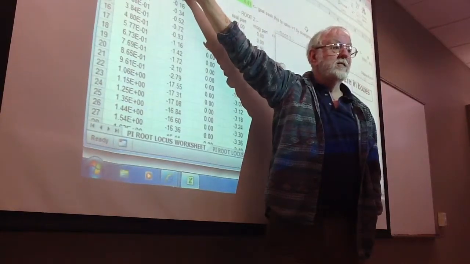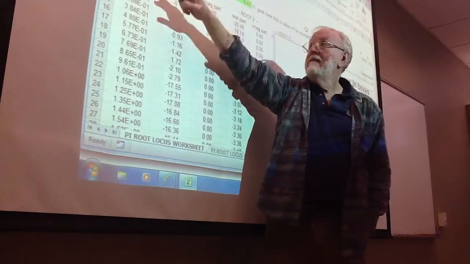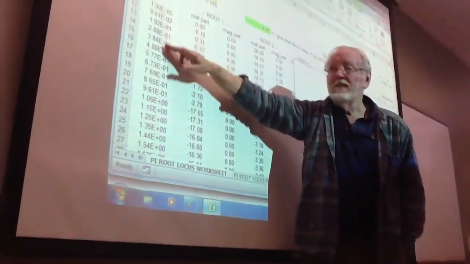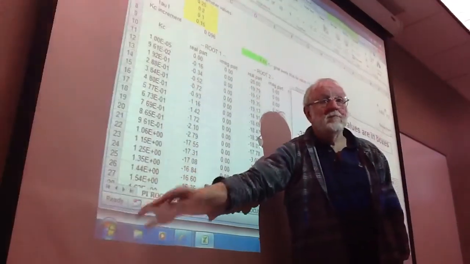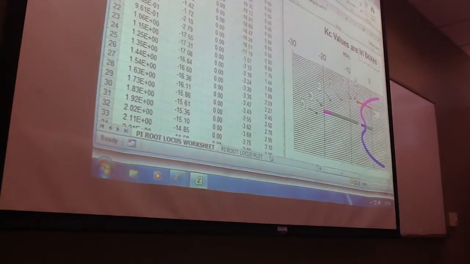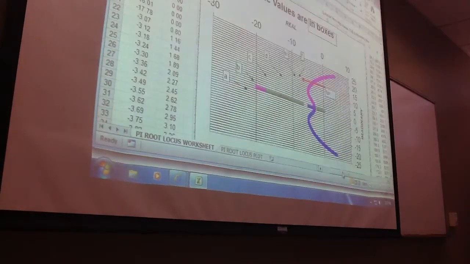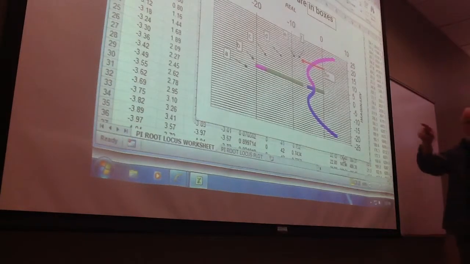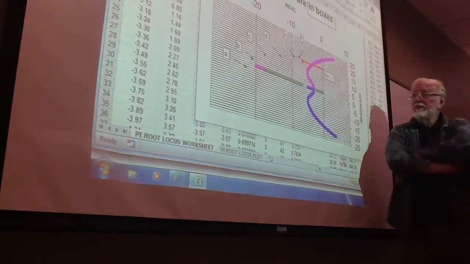Change to one significant digit. And then here's this KC increment. That's how much this increment is along here. So there's your Root-Locus. When you give your presentation, I'd like you to give the Root-Locus and have arrows point. Isn't that interesting?